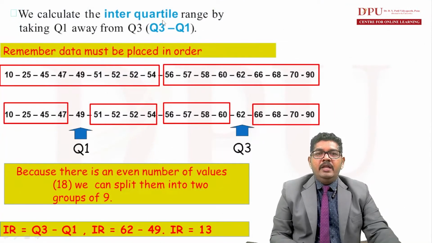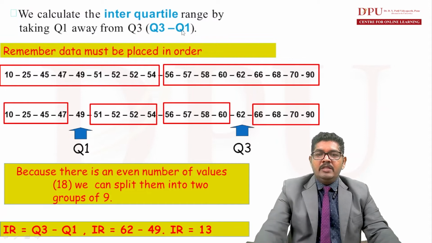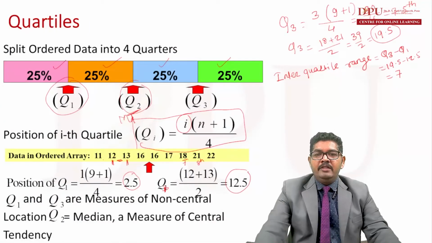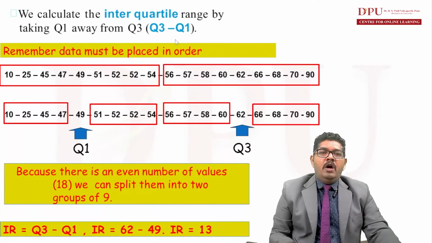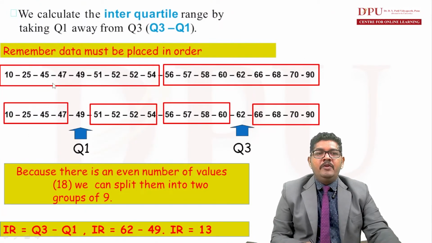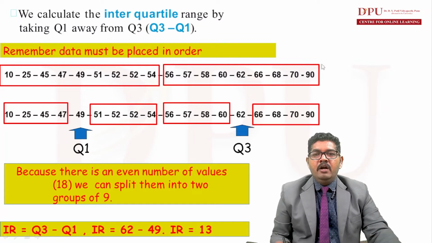So we calculate the interquartile range by using this particular formula, Q3 minus Q1, as we have done in this case. Here it is Q3 minus Q1, that is 19.5 minus 12.5, which is equal to 7. So remember, data must be placed in order. So we have this ordered data: 10, 25, 45, 47, 49, 51. This is the arranged data. The data is arranged according to the ascending rule.